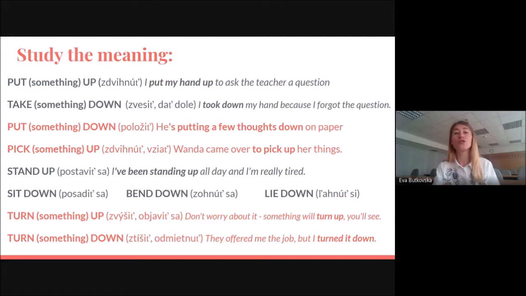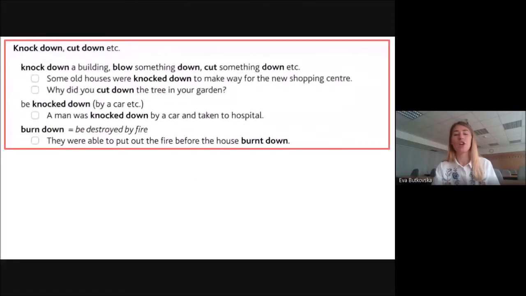If not, let's move on to more phrasal verbs. Very common are the phrasal verbs knock down or cut down. Knock down, for example, a building or a wall, really means to destroy it. Blow down something is to destroy it by wind. Cut down something really means to cut it with scissors or a saw. So we could say the general meaning of knock down, cut down, blow down is to destroy it. So let's look at the example sentences.